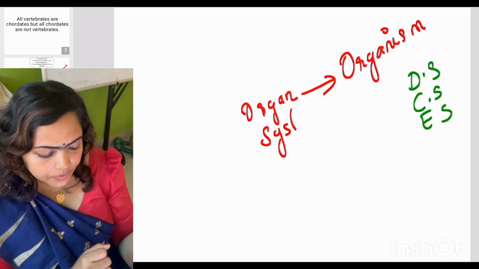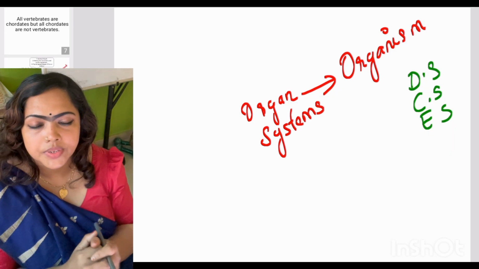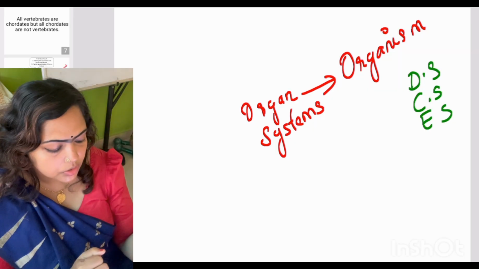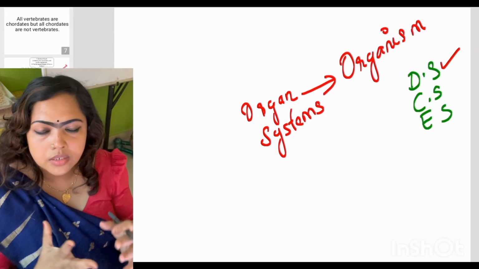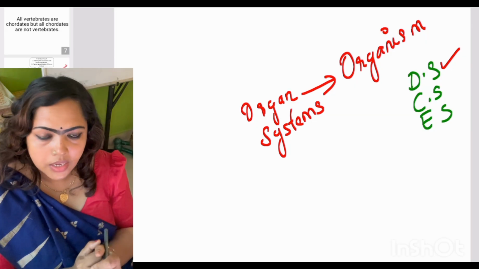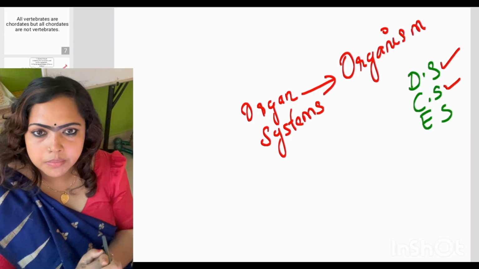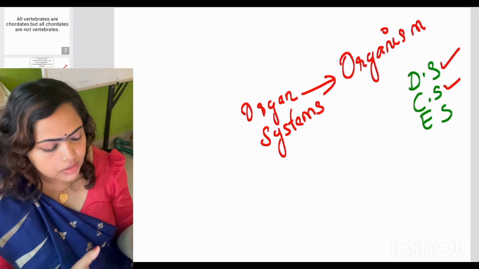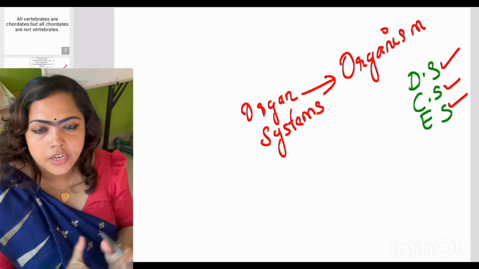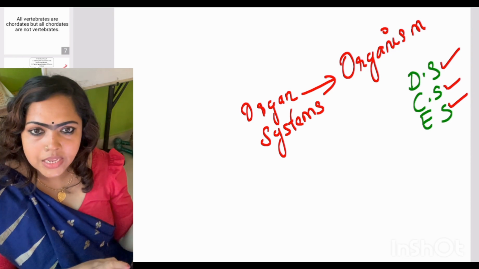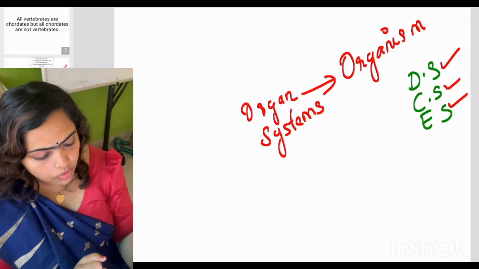If you observe each organ system, you can see that it is made of different organs. For example, the digestive system carries the mouth, stomach, esophagus, small intestine, large intestine, and anus. The circulatory system consists of heart, blood vessels, and blood. The excretory system carries kidneys, ureters, urinary bladder, and so on.